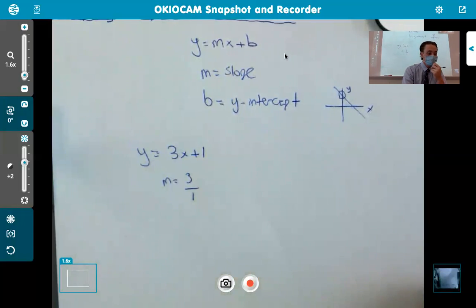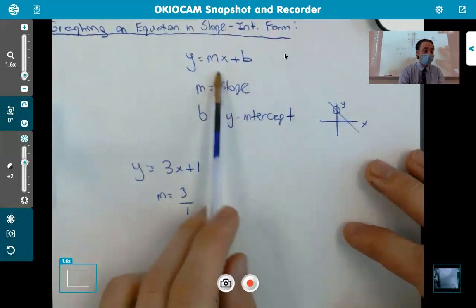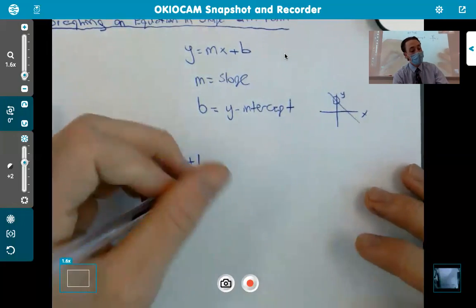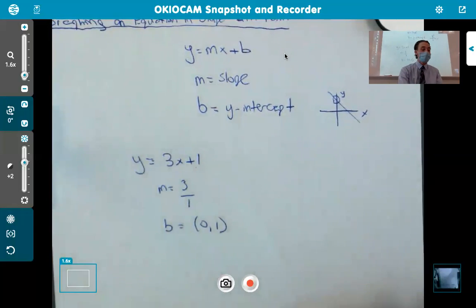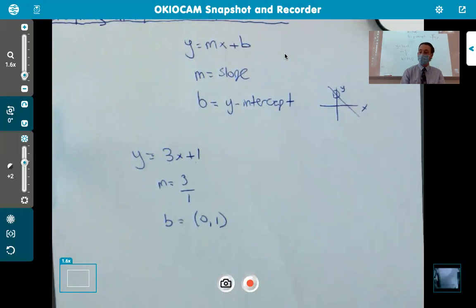And then my y-intercept is this b value, whatever's being added to that. So in this example, what's b? 1. And the way that we're going to write this is the point (0, 1), because b is technically a point on our y-intercept. So we're going to plot that point and then draw our line using the slope. And we'll see that in the next couple examples. Everybody good with that so far?